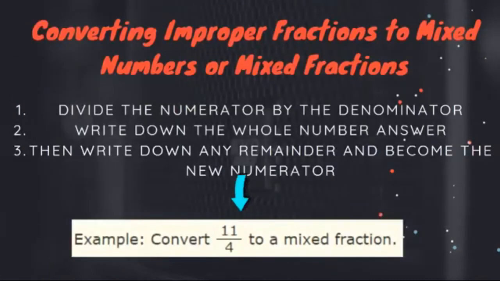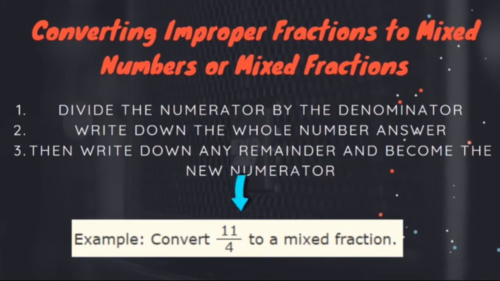Now let's convert an improper fraction into a mixed number. To convert an improper fraction into a mixed number, follow these steps. First, divide the numerator by the denominator. Second, write down the whole number answer. Third, then write down the remainder, which becomes the new numerator.